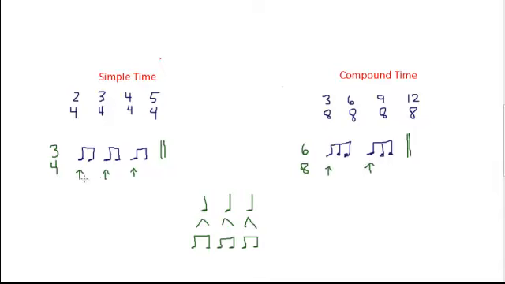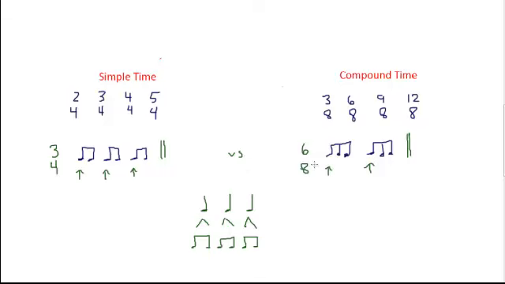Let's listen to what simple meter would sound like. Okay, now let's listen to a compound meter. You can clearly hear in the second instance that the emphasis comes every third eighth note, whereas in the first example it came every second eighth note.